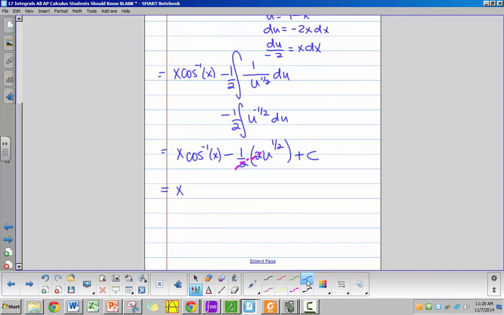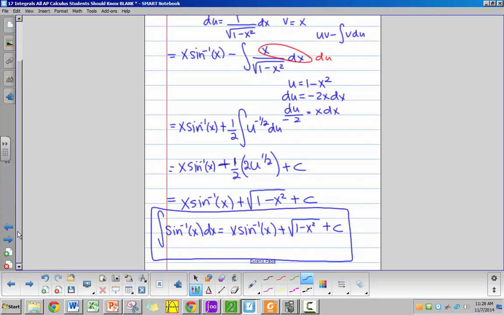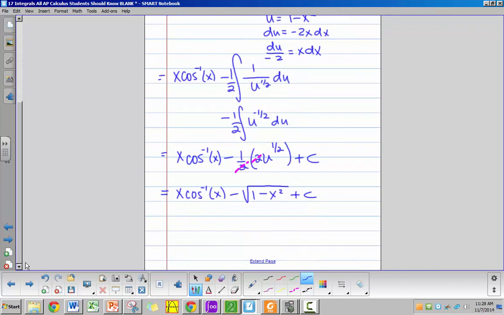All right, so this is x inverse cosine of x. Now this is minus the square root of 1 minus x squared plus c. And if we think about it, it's the opposite sign, because that's plus and the other one is minus. So the integral of inverse cosine of x dx is equal to x inverse cosine of x minus the square root of 1 minus x squared plus c.